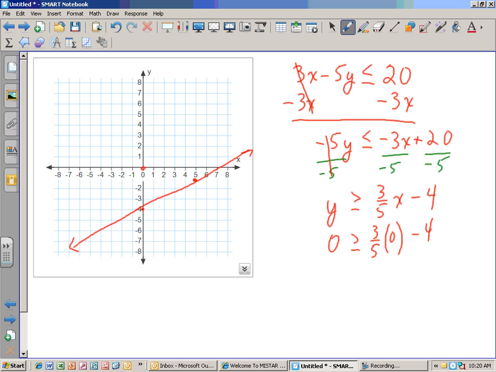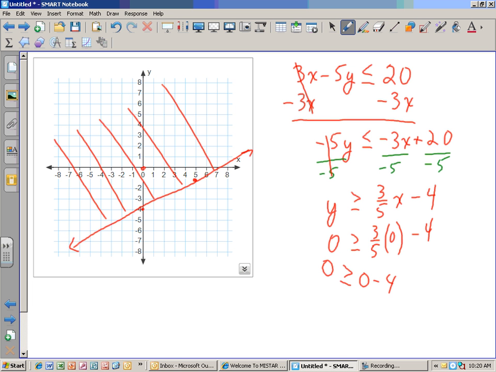Okay? So I'd have 0 greater than or equal to 0 minus 4. And 0 is greater than negative 4. So it works. So all your shading occurs above the line. Okay? Does that make sense, everybody? Right.